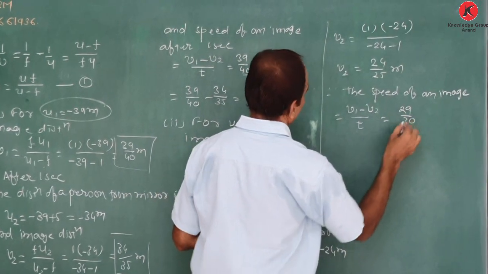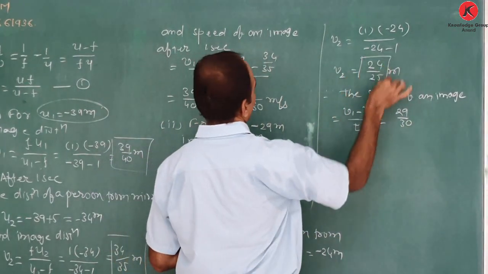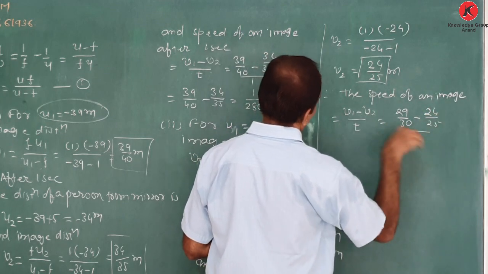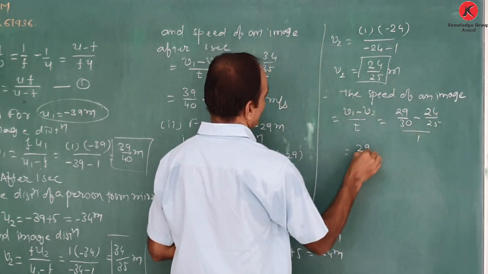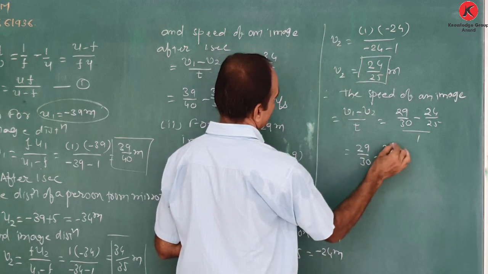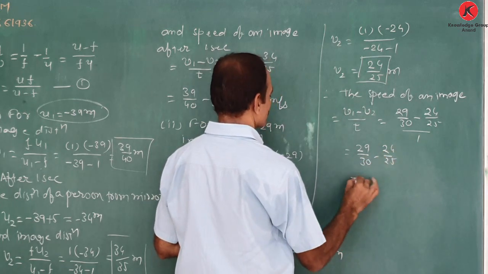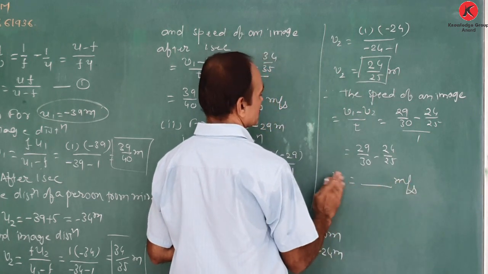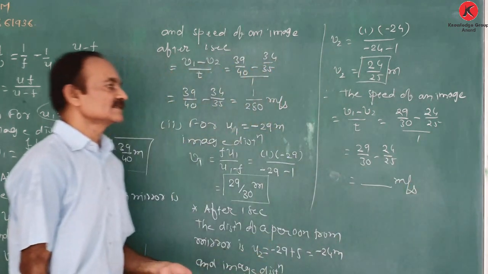V2 is 24 by 25 upon 1. Therefore, 29 by 30 minus 24 by 25. So, find out yourself what is the speed of an image. That is the second case.